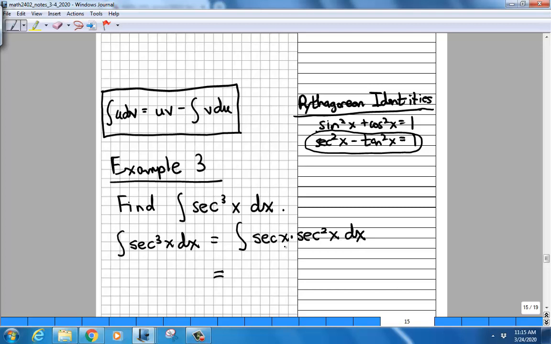You've got this product here, secant x times secant squared x dx. To apply the integration by parts formula, I'm going to think of secant of x as the expression u, and I'm going to think of secant squared x dx as the expression dv. The fact that it involves the dx means that secant squared x dx is the derivative of an expression.